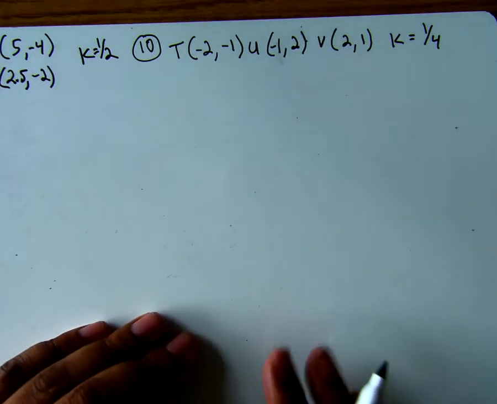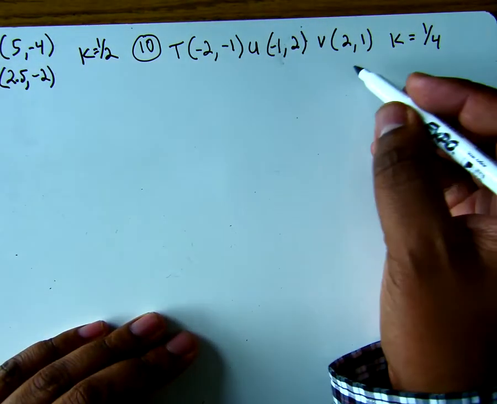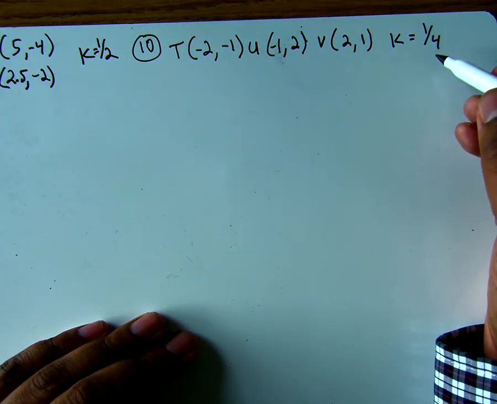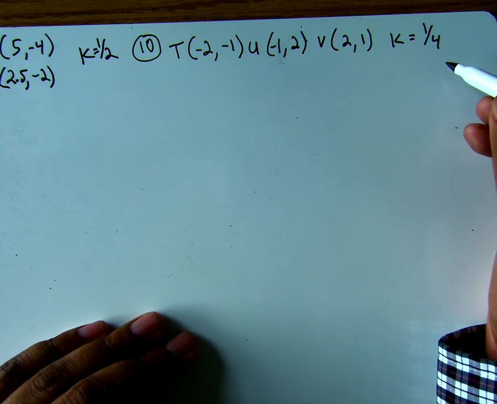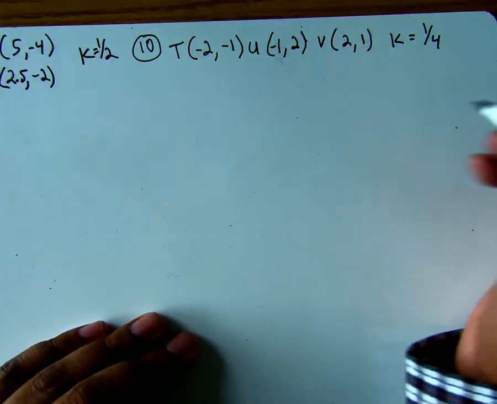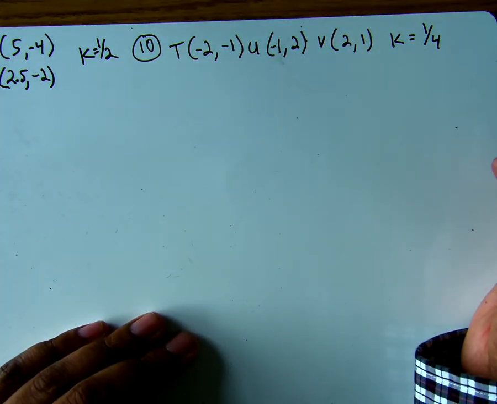Okay, now here we have our coordinates, and this is a triangle again, and our scale factor is 1/4, okay, which is the same as 0.25. So we're going to multiply each one of these by that coordinate and get our figure.